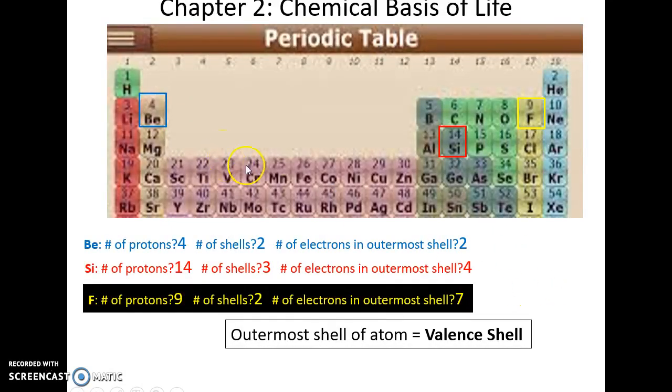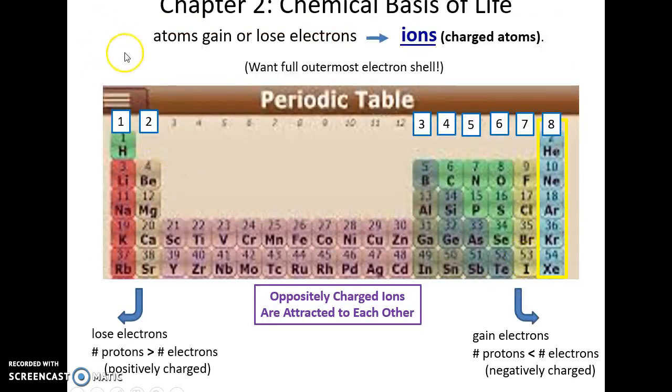So here we see, for instance, silicon. Silicon has 14 protons. It has 3 energy shells, and it has 4 electrons in the outermost shell. Now, atoms like to gain or lose electrons to become like the noble gases. And when they do that, they become ions.